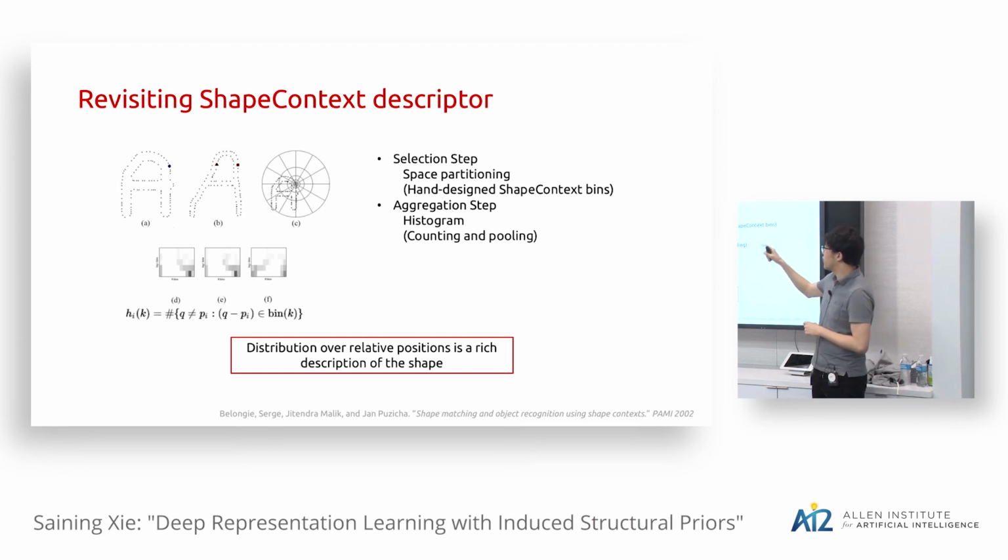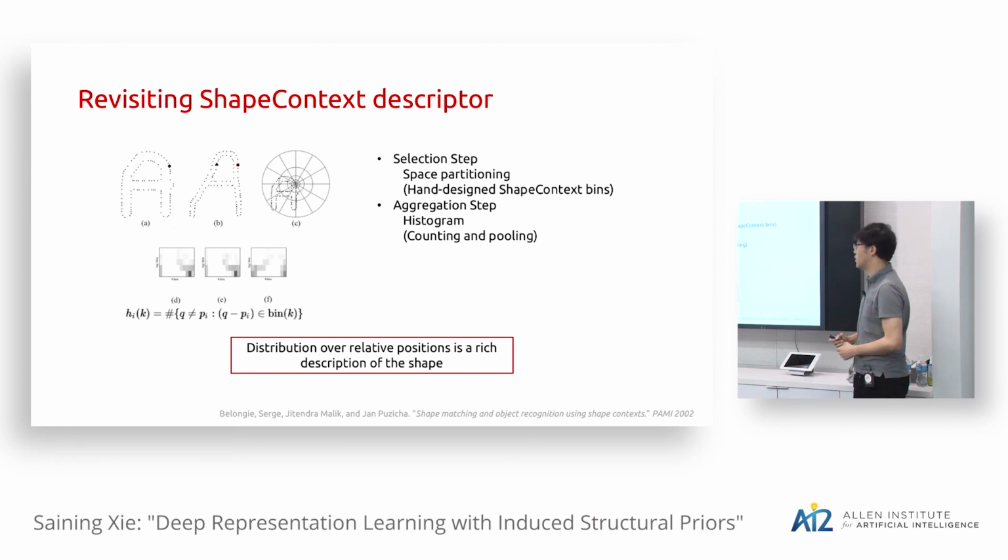For reference points, you can count how many of your neighbor points fall into different bins of this partitioning of space. Then you can build a histogram, okay? And this histogram serves as a really good and rich description of the local shape. So the core idea here is that the distribution of the relative positions is a really rich description of the shape.